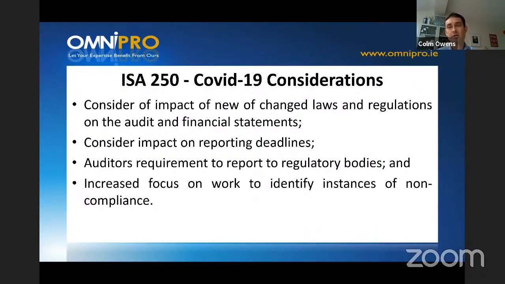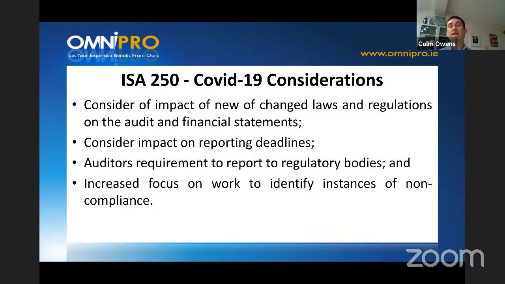Now, laws and regs is the entire gamut, from your standard Companies Acts and FRS 102 to, obviously in the UK, the furlough scheme and all the additional government supports that are there. So how has that impacted the financial statements? These are new and changed laws and regs, so have you considered that as part of your risk assessment? Have they appropriately complied? How are you going to test that as part of your audit?